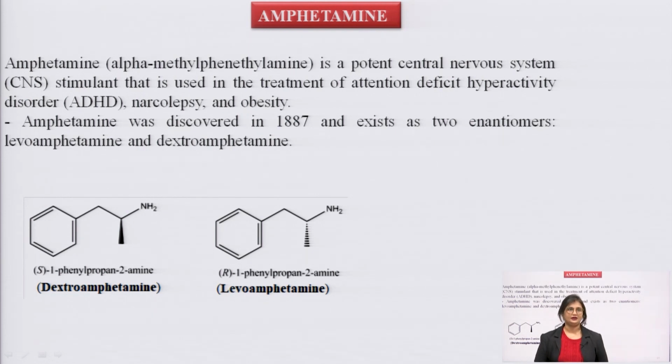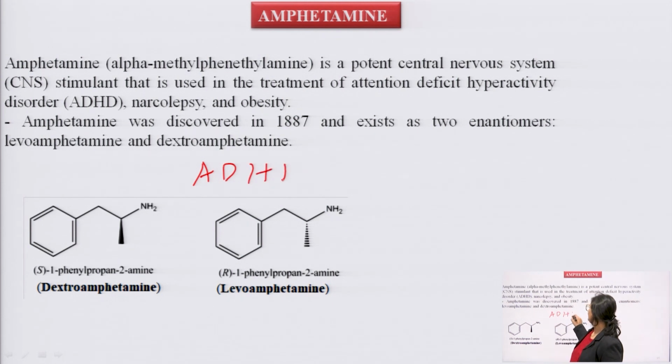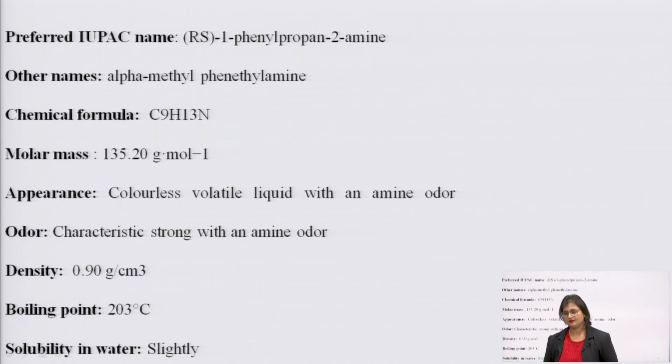Moving on to amphetamine. Amphetamine is a potent central nervous system stimulant that is used in the treatment of attention deficit hyperactivity disorder, a disorder known as ADHD. It was discovered in 1887 and exists in enantiomeric forms, dextroamphetamine and levoamphetamine. Here we have briefed about the appearance, odor, density and boiling points of amphetamine. It is also known as 1-phenylpropan-2-amine.